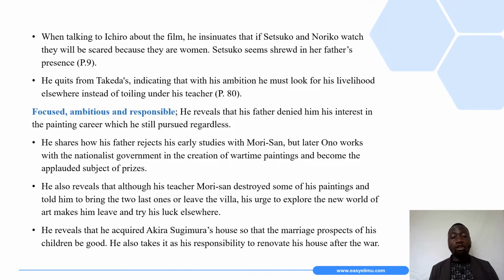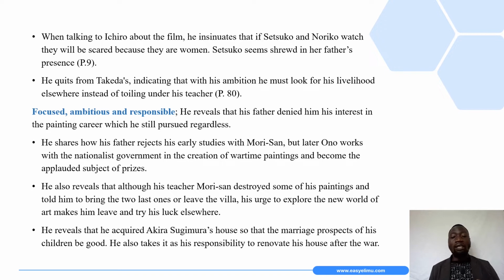But remember, later on, Ono is seen as one of the traitors who made several youths die or lose their lives during the war. Ono also reveals that although his teacher Morisan destroyed some of his paintings and told him to bring the two last ones or leave the villa, his urge to explore the new world of art makes him leave and try his luck elsewhere.